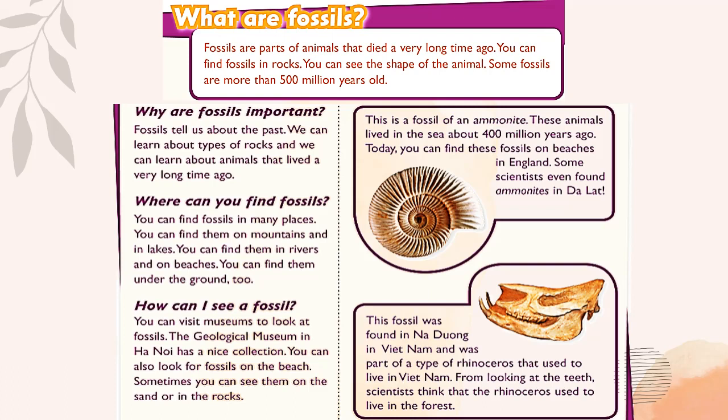This is a fossil of an ammonite. These animals lived in the sea about 400 million years ago. Today, you can find these fossils on beaches in England. Some scientists even found ammonite in a lab. These fossils were found in Vietnam and were part of a kind of rhinoceros that used to live in Vietnam. From looking at the teeth, scientists think that the rhinoceros used to live in the forest.